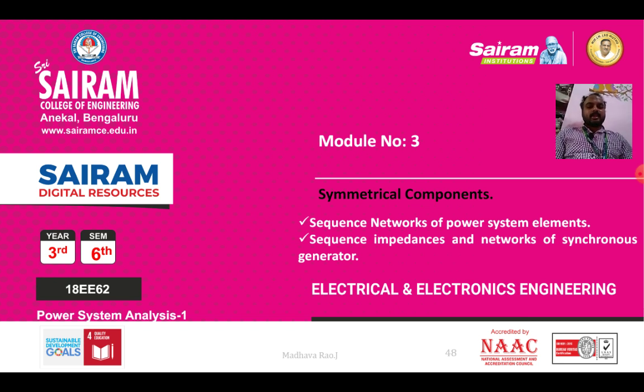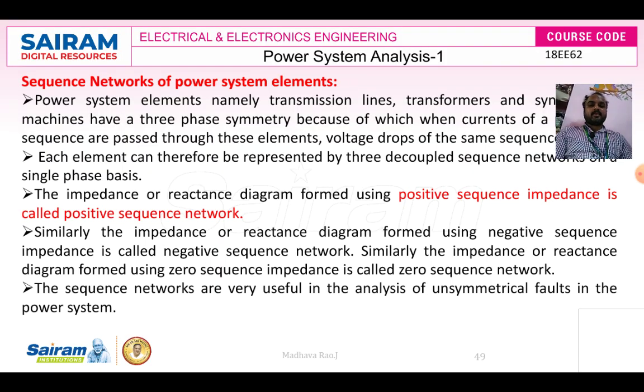Similarly, we have power system elements. Power system elements are transformer, transmission line and generators. We will see the sequence networks. Also, we have seen sequence impedance of symmetrical networks. In the previous video we discussed symmetrical impedance and how we calculated it. Here we are going to see sequence impedances and networks of synchronous generator. First, sequence networks of power system elements.